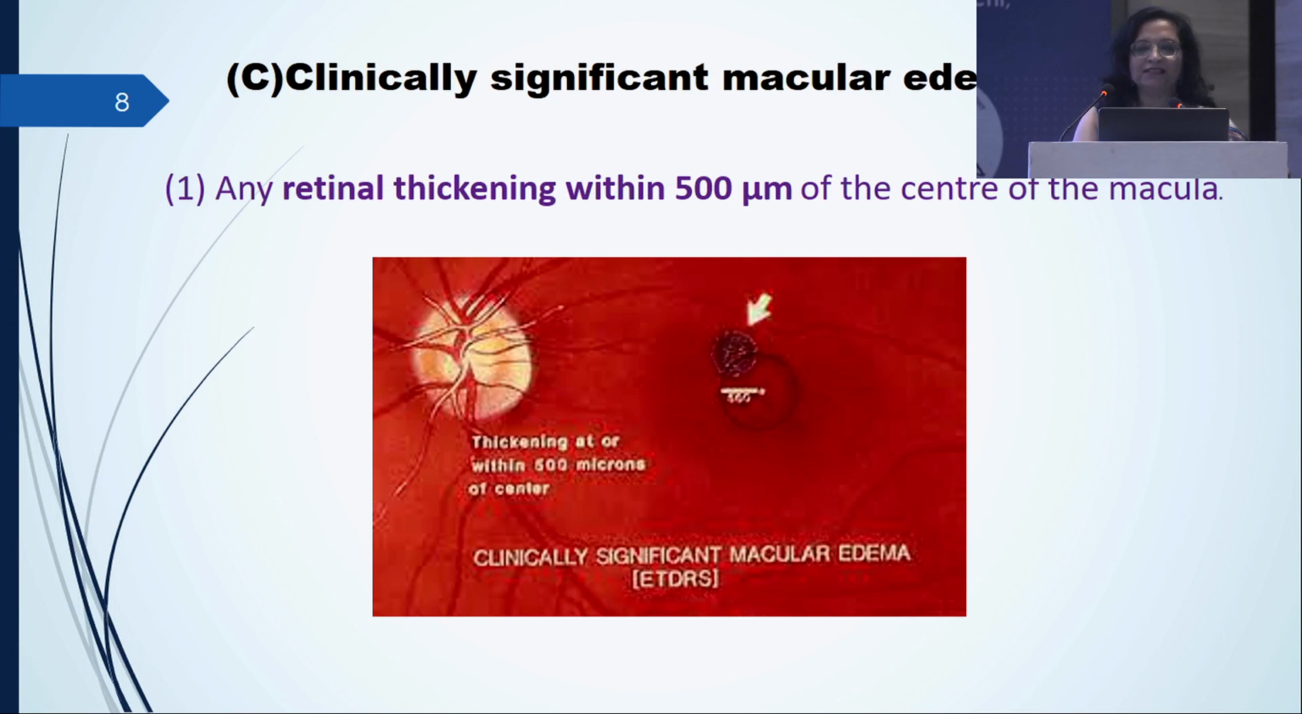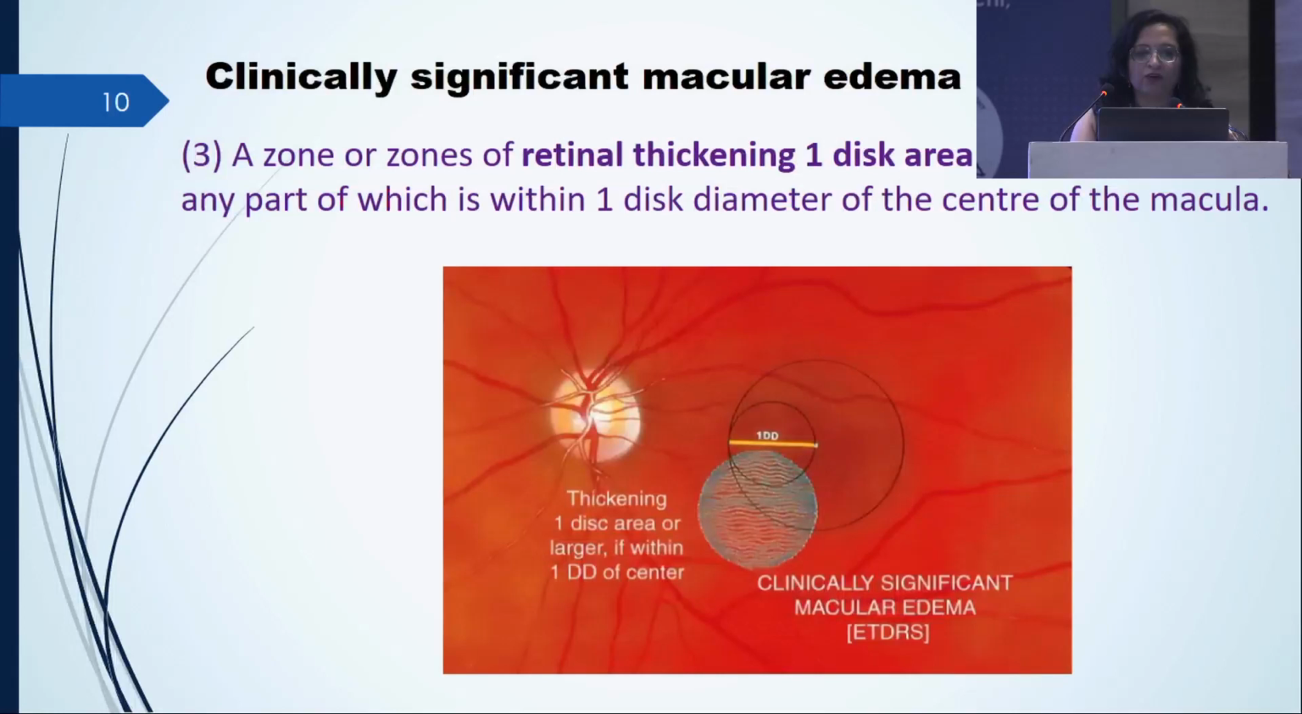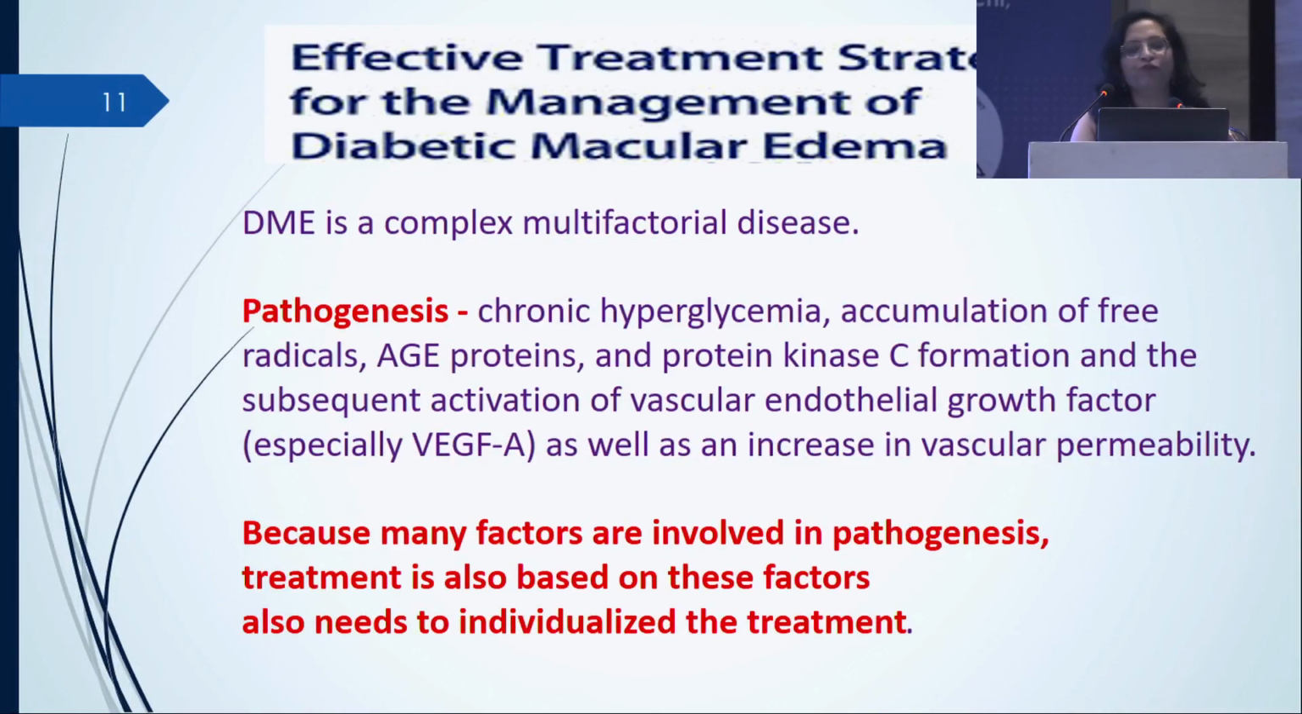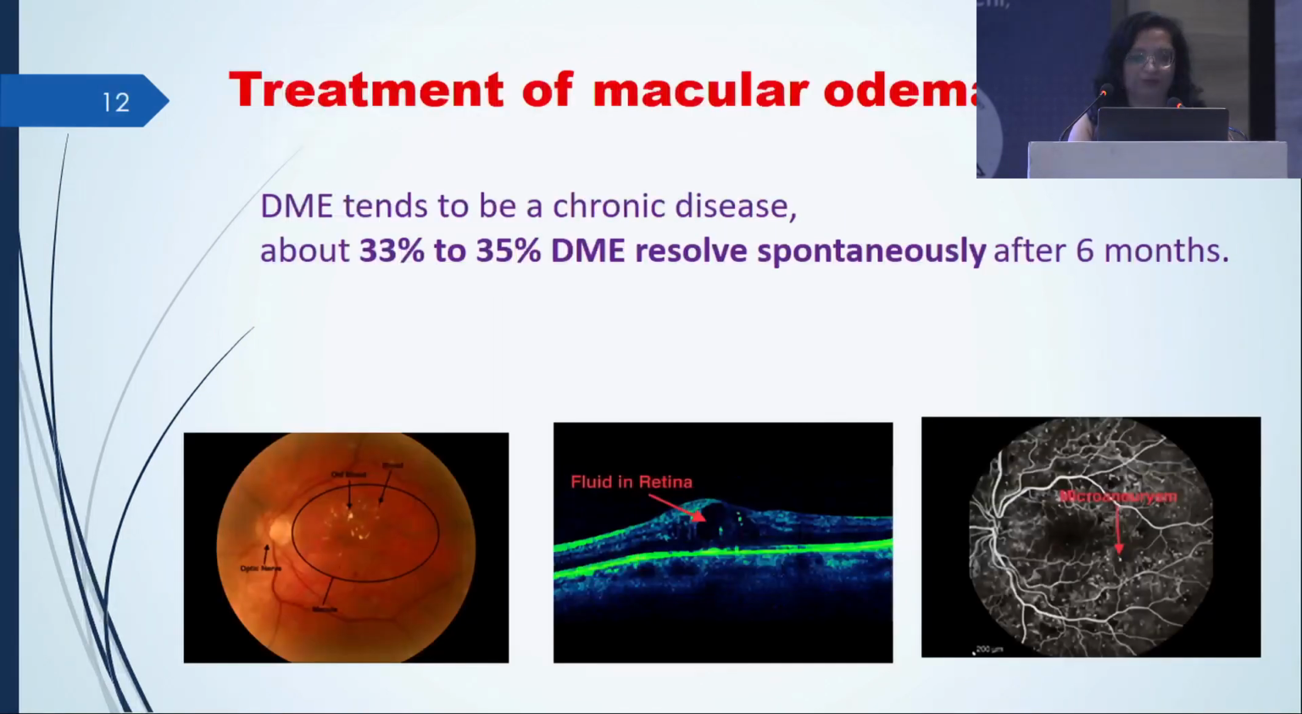And then clinically significant macular edema, which we initially used to document and treat according to before the development of OCT. But then what is the effective strategy to treat macular edema? We all know it is a multifactorial disease. There are many things involved in the pathogenesis, so we cannot take one factor into consideration. We have to take all factors, and then we need to individualize the treatment.